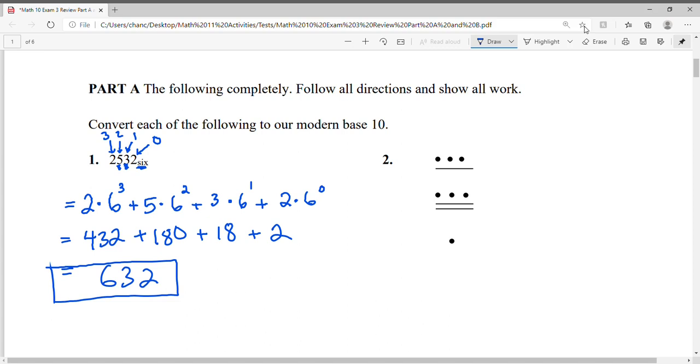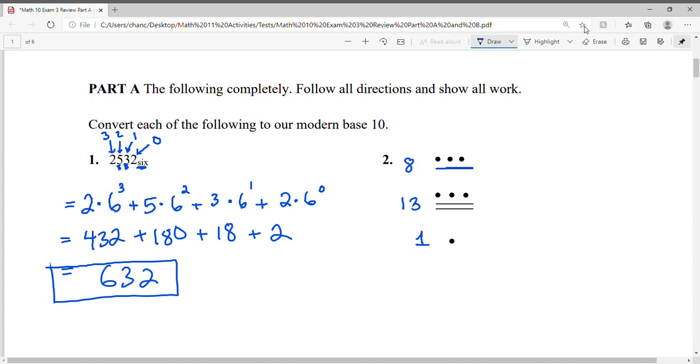For question 2, I'm converting from Mayan to base 10. So we'll start here at the bottom. This is equivalent to 1 in Mayan. This is a 5 plus 5 plus 3. So that's 13 in Mayan. This is a 5 plus 3 more. That would be 8 in Mayan.